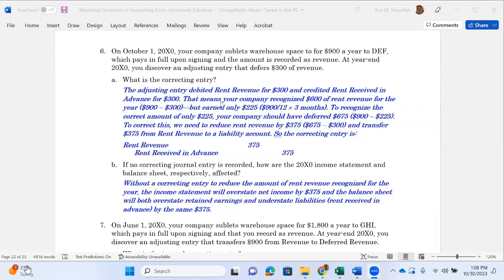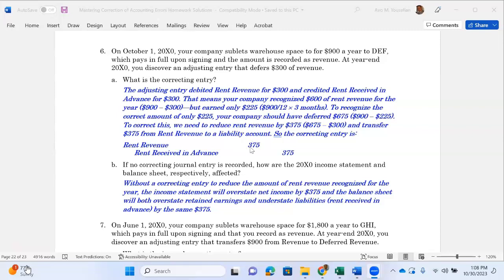So to recognize the correct amount, only $225 is needed. Your company should have deferred $675. So $900 is the whole prepaid rent, minus $225 that needs to be recognized as revenue. So you have to defer $675. But someone deferred only $300. That's not good enough, right? So you have to defer another $375 to make it right.